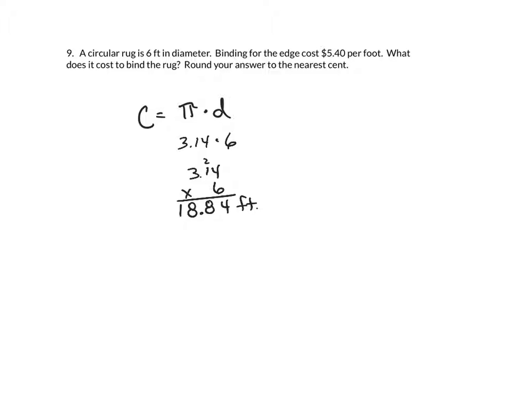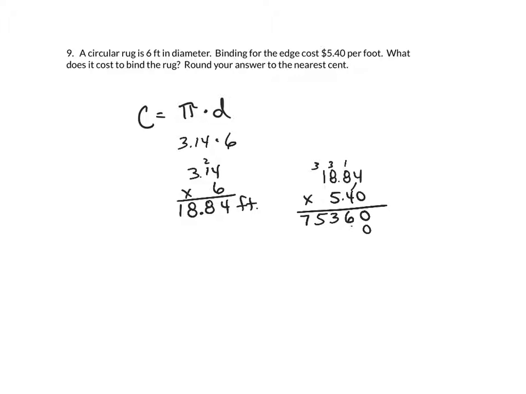Now I need to go through and multiply 18.84 times $5.40. If I multiply 0 times everything in that first number, I'm just going to get zeros going across, so I'm not even going to do that. I'm just going to put down my 0 for my placeholder and then start to multiply 4 times 4. 4 times 4 gives me 16. Put down the 6, carry the 1. 4 times 8 gives me 32. Plus 1 gives me 33. Put down the 3, carry the 3. 4 times 8 gives me 32. Plus 3 gives me 35. Put down the 5, carry the 3. 4 times 1 gives me 4, plus 3 gives me 7.